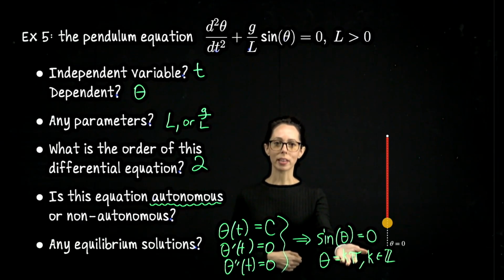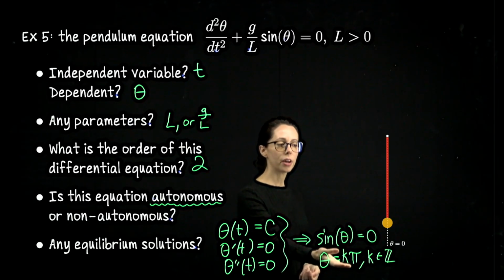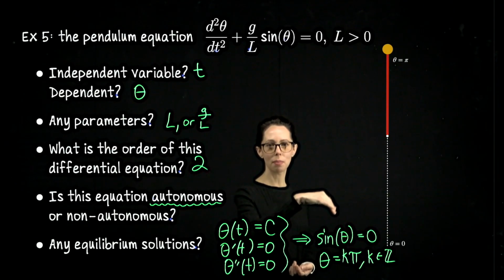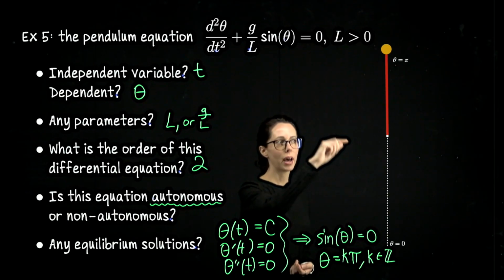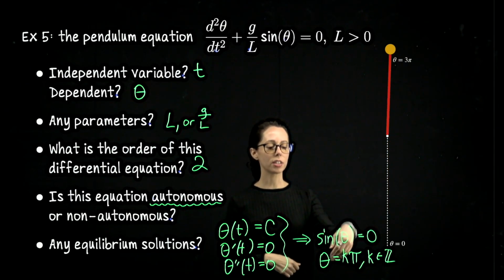Mathematically, that means there are infinitely many solutions, but each one corresponds to one of these two positions. So 0 is the position hanging straight down. Pi is like pointing straight up, rotating through the right. 2 pi would be rotating back down. 3 pi would be rotating back up. And then negative versions just go the other direction.